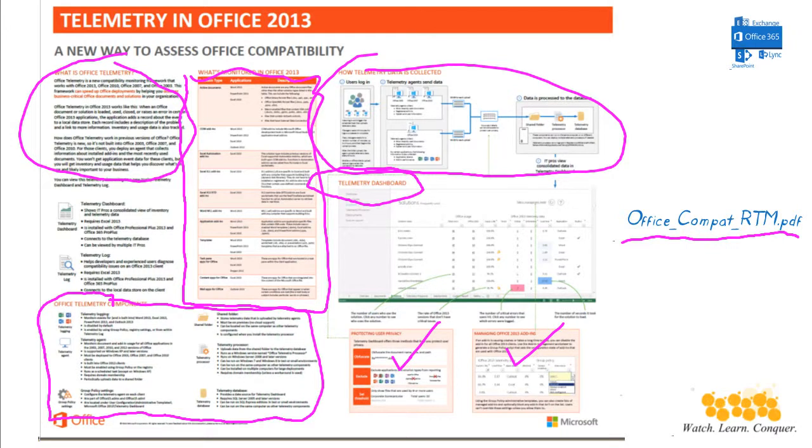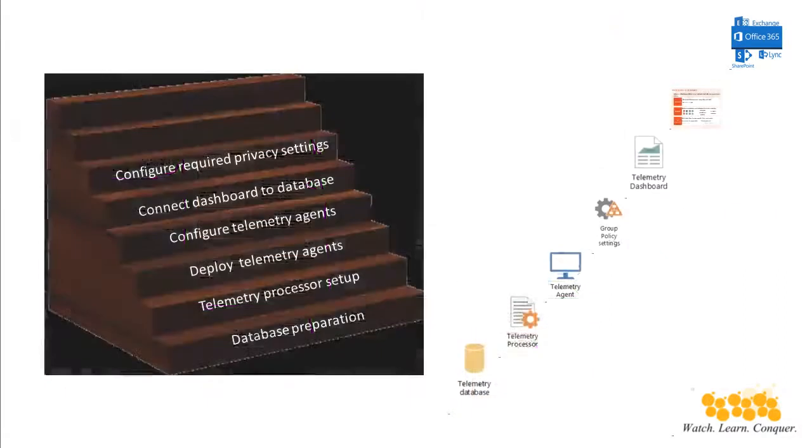Now let's take a look at the steps necessary to deploy Office Telemetry. There are 6 steps required to install and configure Office Telemetry. Our first one is the database preparation. Remember, we talked about the telemetry database, SQL Server 2005 or later. It can be the Express version that limits the cost on licensing. It can be an Express version if it's a smaller environment that you're going to be working with.